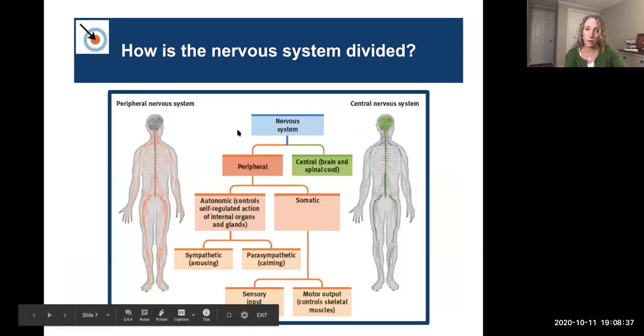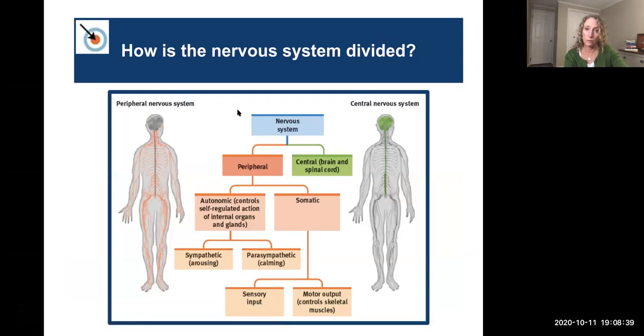This is what it looks like when we look at all of our nerves broken down in the nervous system. We have the central nervous system, which is the brain and the spinal cord, and all the other nerves are called the peripheral nervous system. I always like to think of peripheral as meaning outside of the central. Okay, so there are a lot of different nerves here.